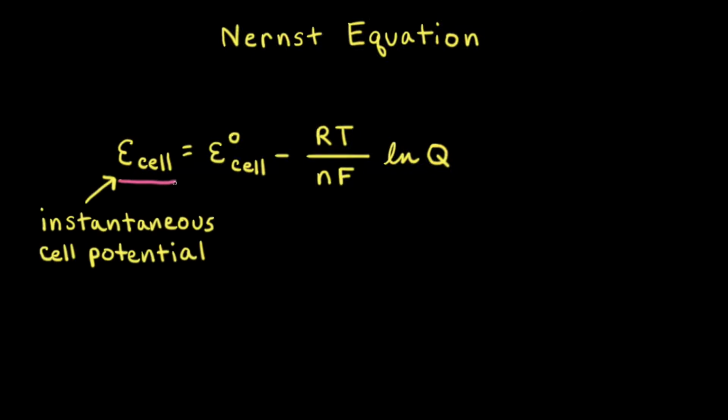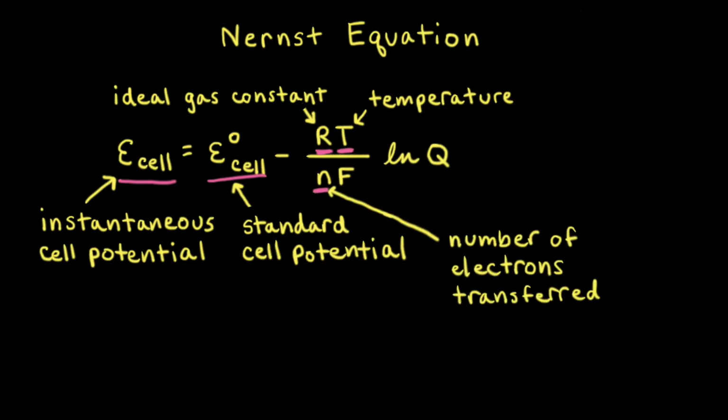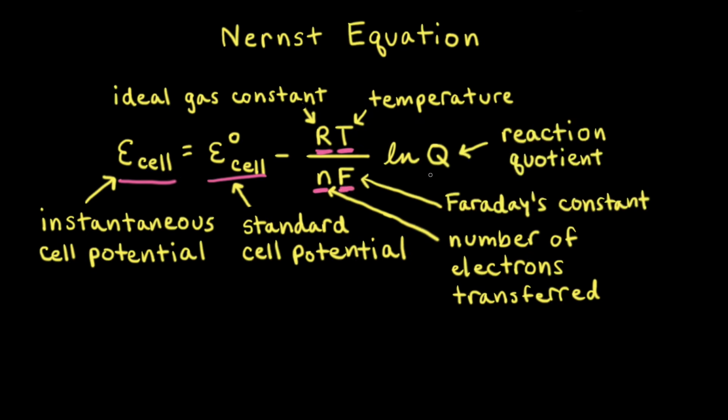E cell is the instantaneous cell potential, the cell potential or voltage at a specific moment in time. E naught of the cell is the standard cell potential. This is the cell potential when the reactants and products are in their standard states. R is the ideal gas constant, T is the temperature, N is the number of electrons transferred in the redox reaction, F is Faraday's constant, and Q is the reaction quotient.